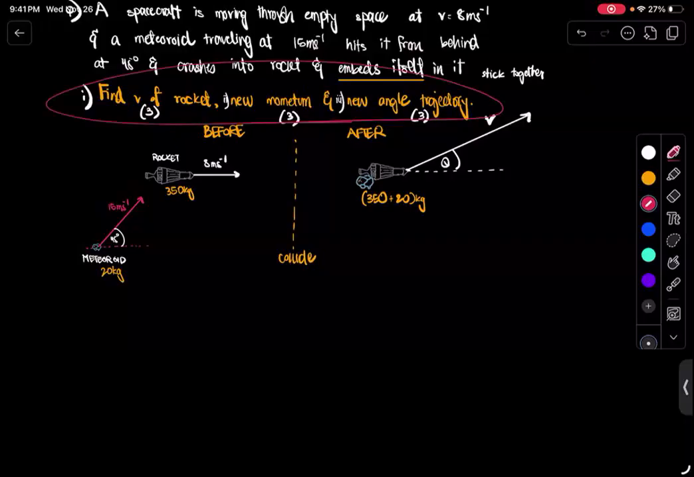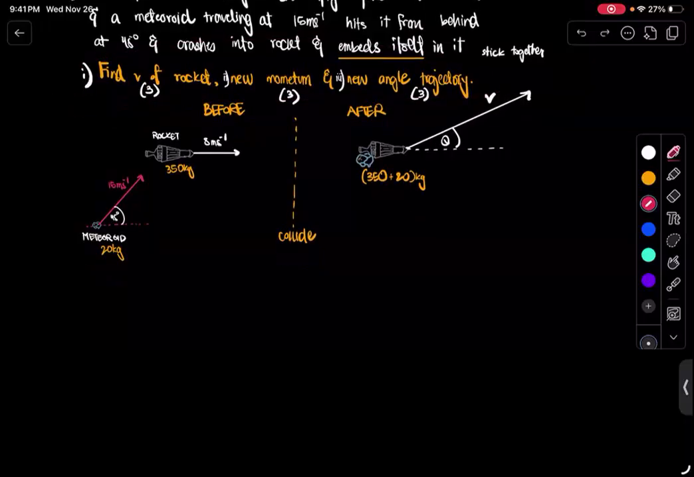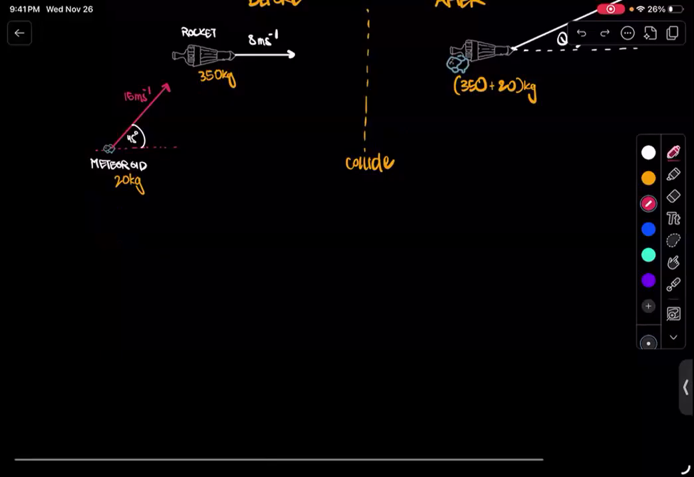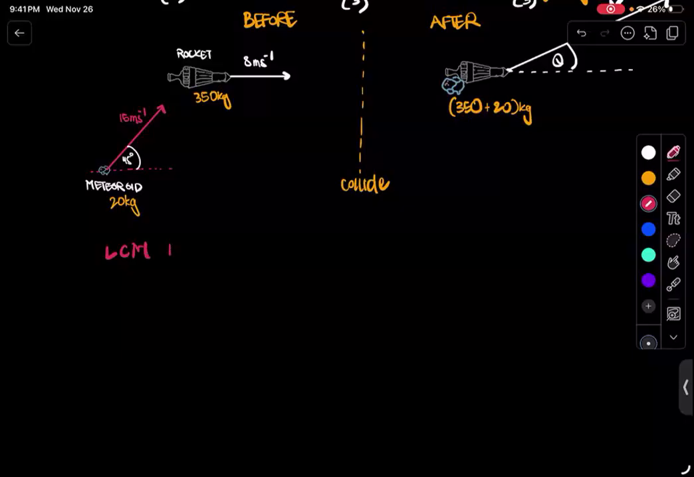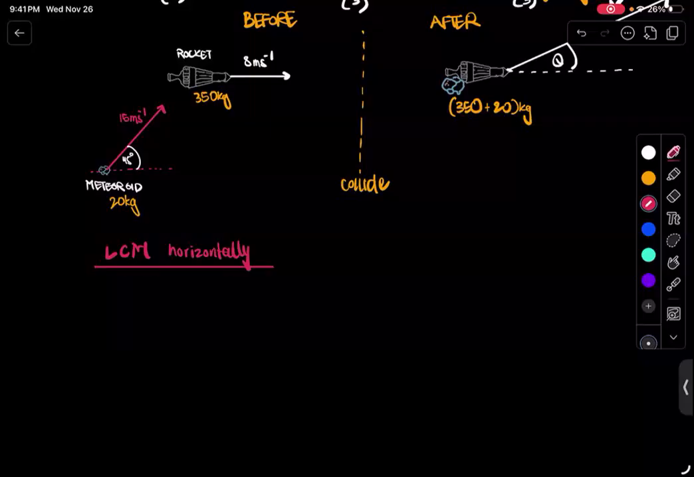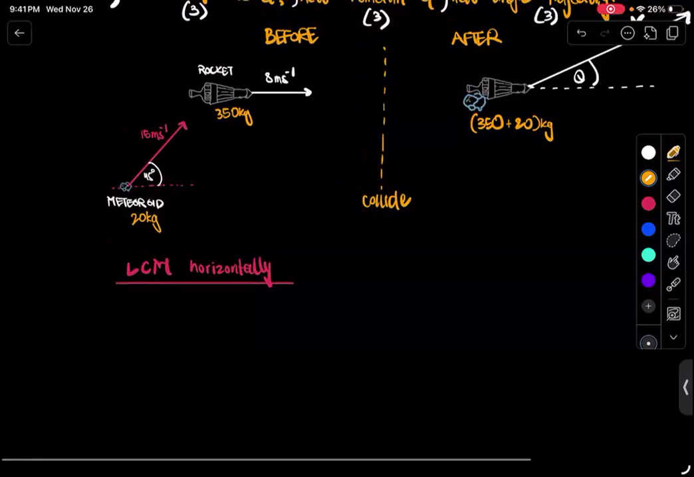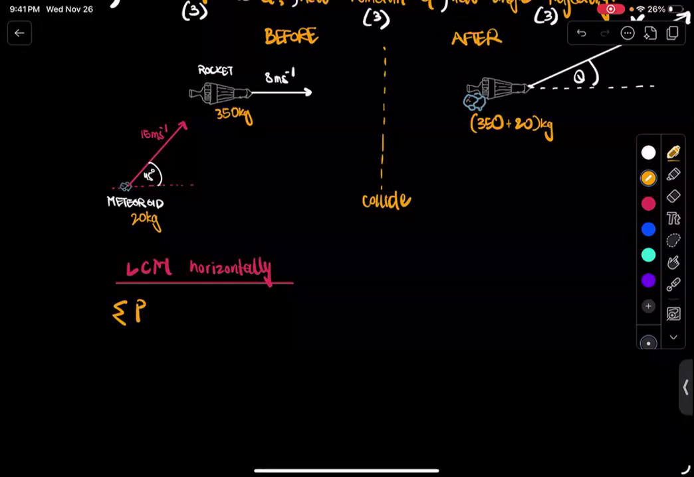Rather than thinking about the question first, let's try to break it into the law of conservation of momentum. I'm going to write LCM for the law of conservation of momentum now. We know that the law of conservation of momentum will hold horizontally, right? And it will hold vertically as well. Now let's first just write down the law of conservation of momentum horizontally. The sum of momentum horizontally before should equal the sum of momentum horizontally after. Okay. Let's check it out.